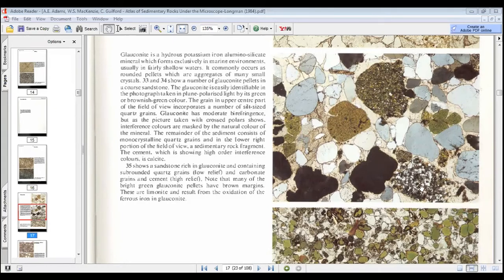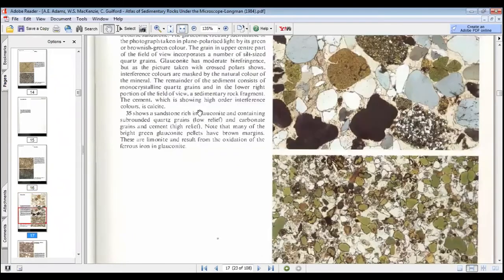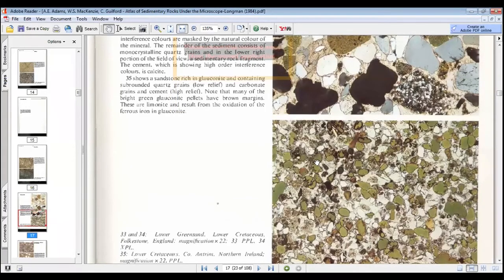Normally in sandstones, calcite cement is one of the dominant types of cements. Here is another example, number 35, and you can see that we have abundant glauconite minerals, and we also have some quartz minerals in this.